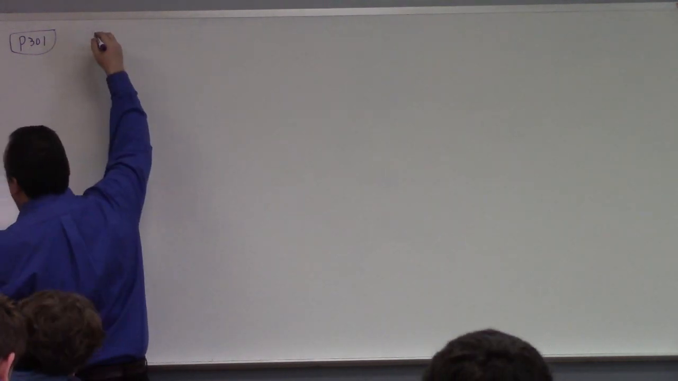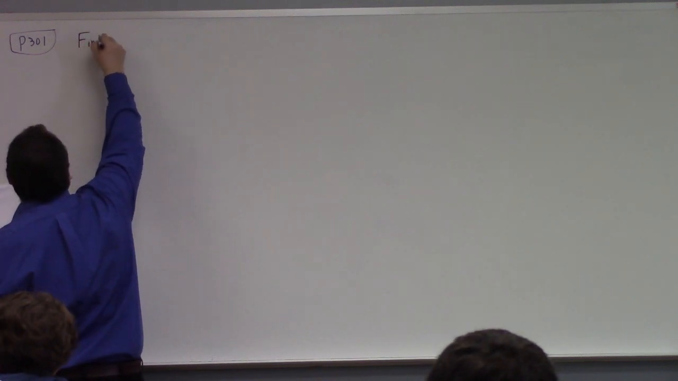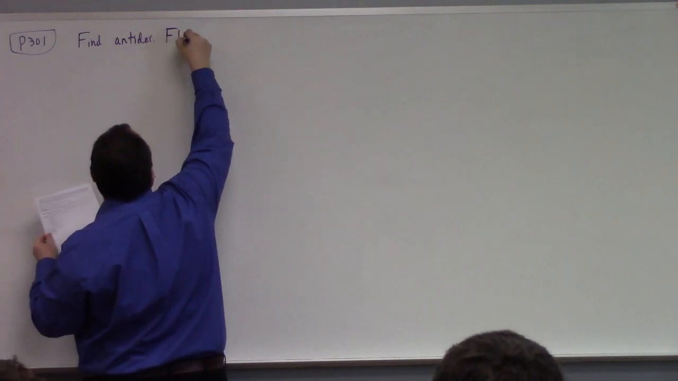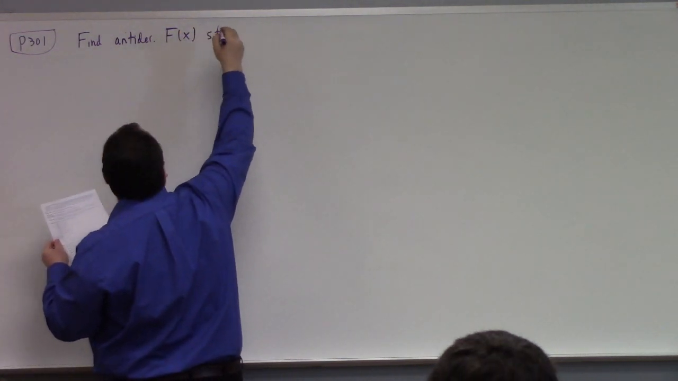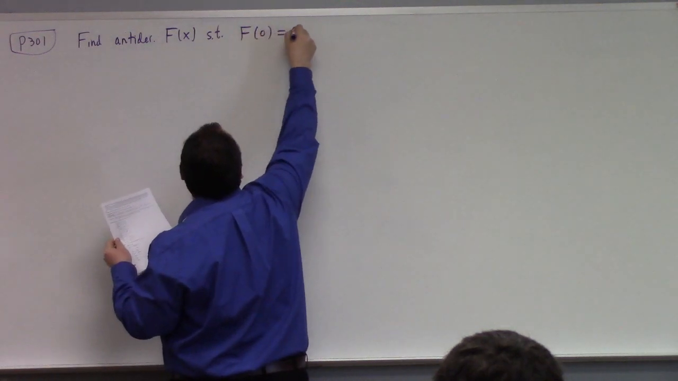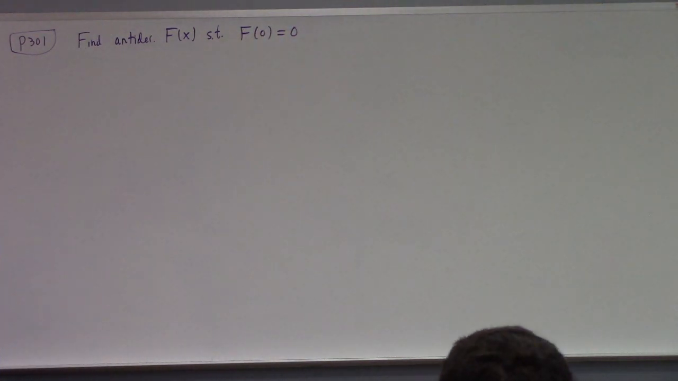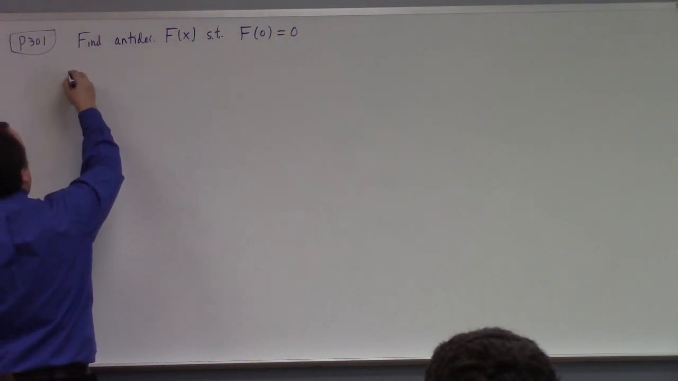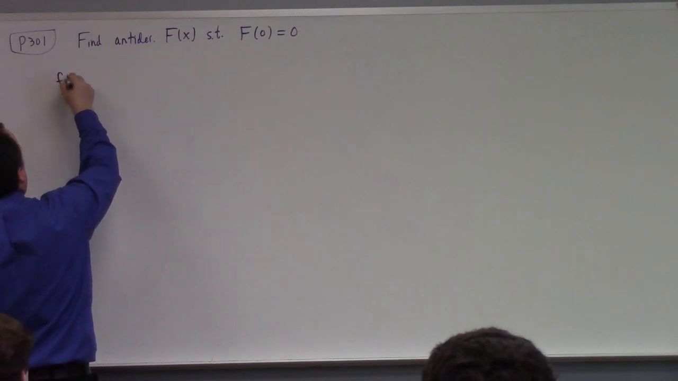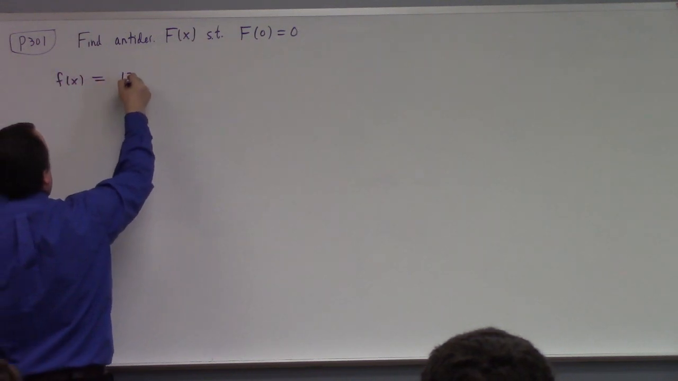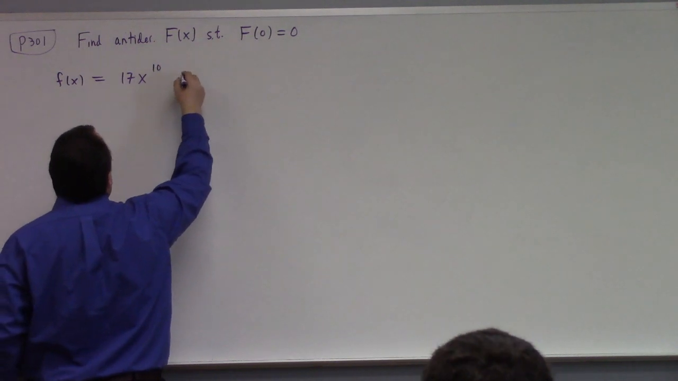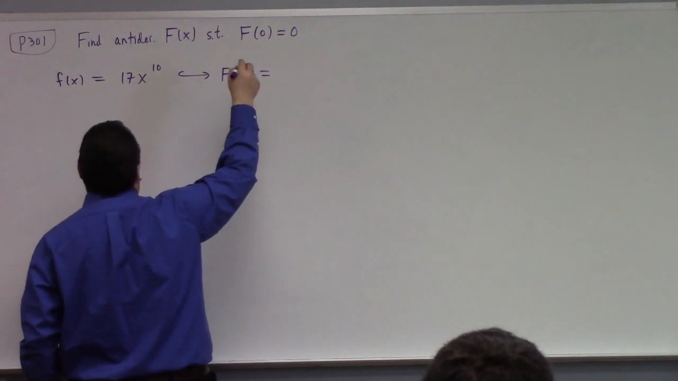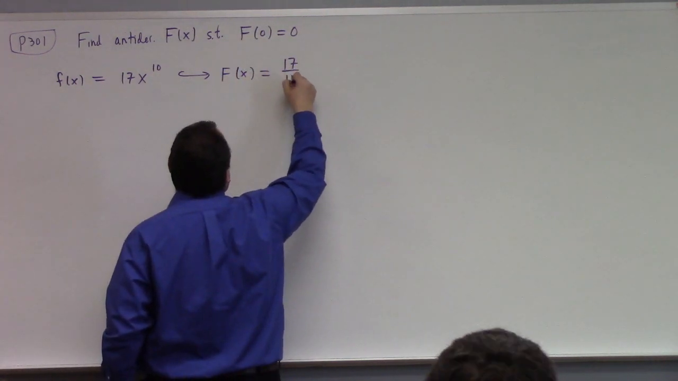So, here's one. The instructions are: find an antiderivative, big F of x, such that big F of 0 equals 0. All right, so for instance, if we had f of x equals 17x to the 10th power, what would we get when we anti-differentiate? We get big F of x equals 17 over 11 x to the 11th, right?